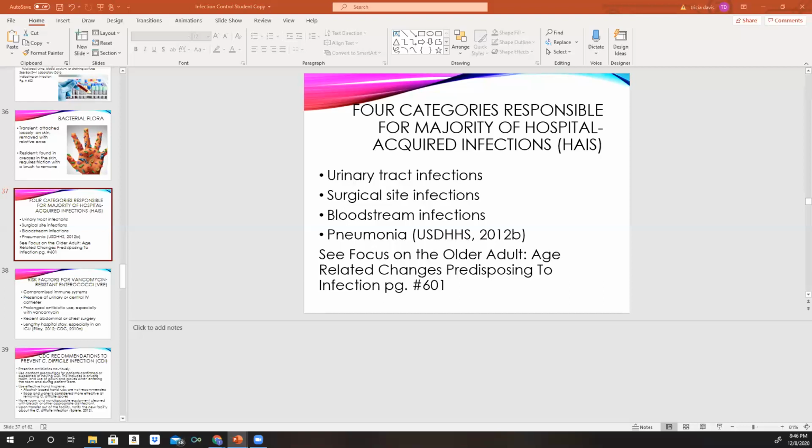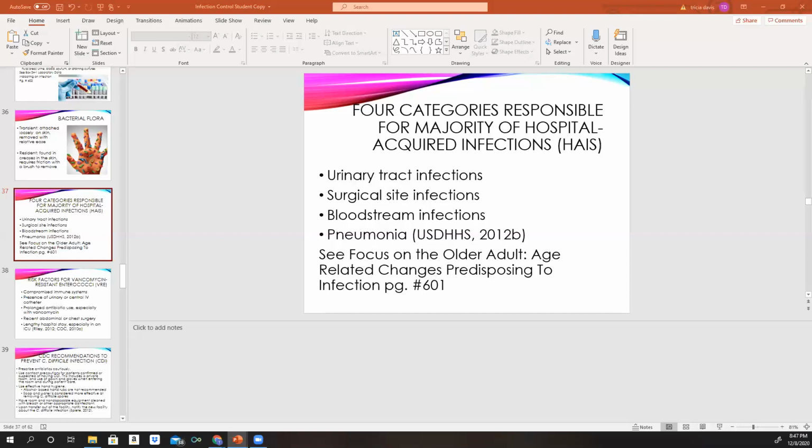That would not be covered by CMS if that patient got pneumonia in the hospital because they came in to have a knee replacement. Then we have bloodstream infections. So if you think of the patient that has cancer, a lot of those patients have what we call a port or a central line that's placed in their chest.